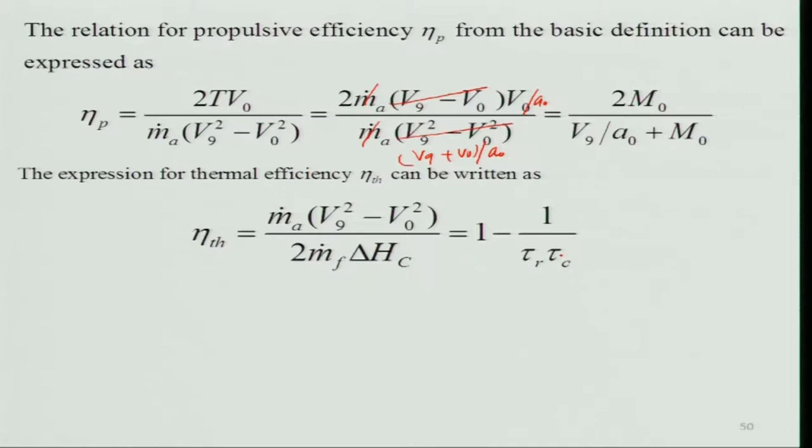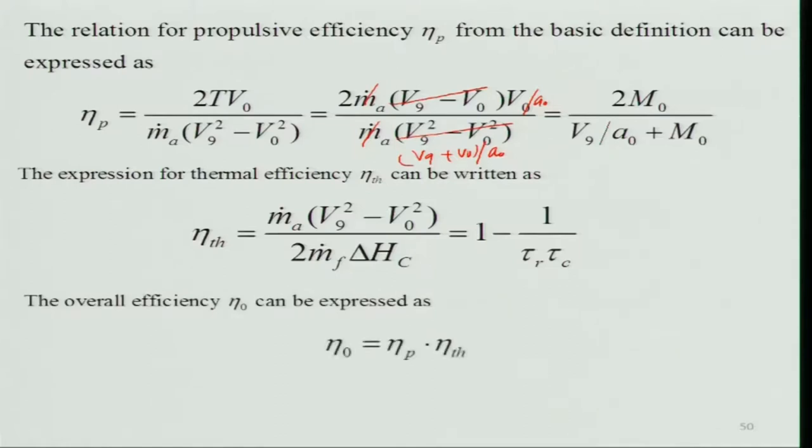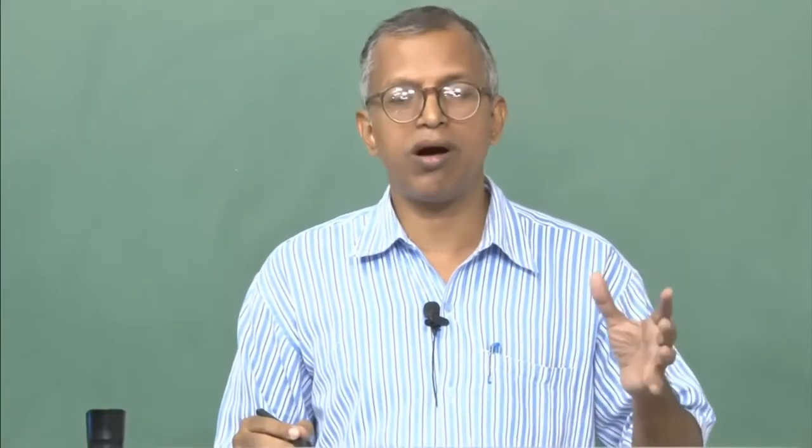Tau c is equal to 1 in the case of a ramjet. So overall efficiency will be nothing but propulsive efficiency multiplied by thermal efficiency. That means by this we have derived all the expressions. We are armed with all the expressions to carry out parametric studies, right?